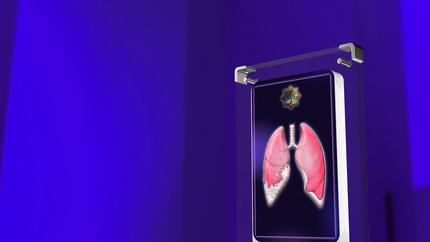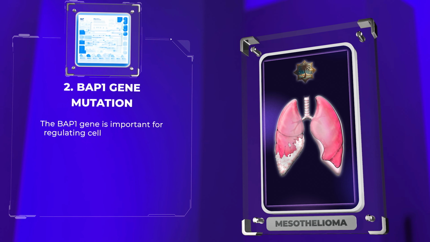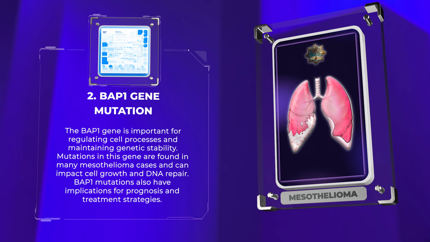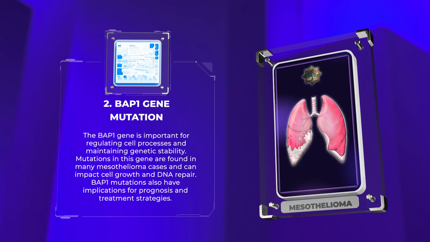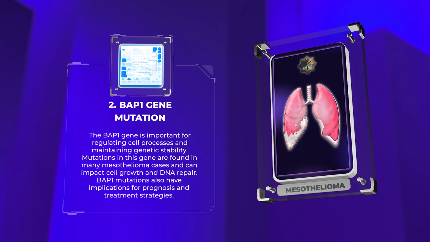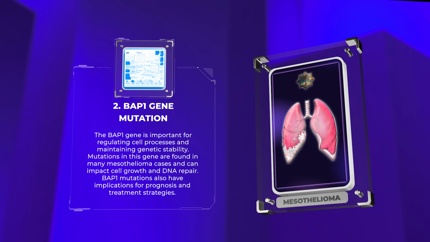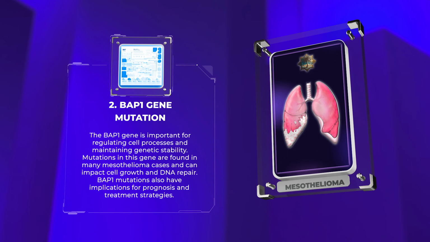The BAP1 gene is important for regulating cell processes and maintaining genetic stability. Mutations in this gene are found in many mesothelioma cases and can impact cell growth and DNA repair. BAP1 mutations also have implications for prognosis and treatment strategies.